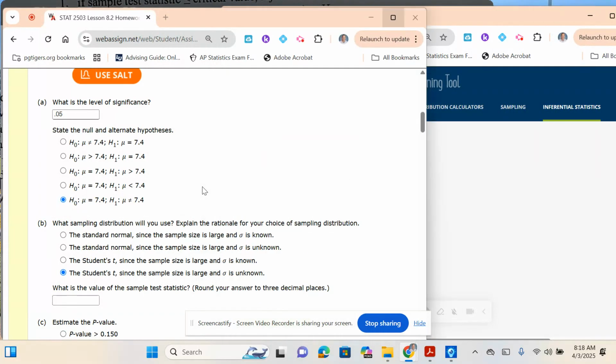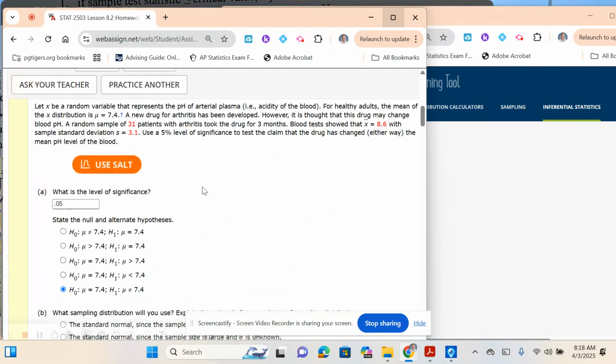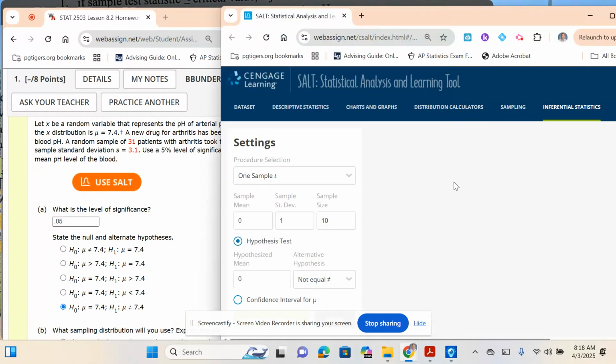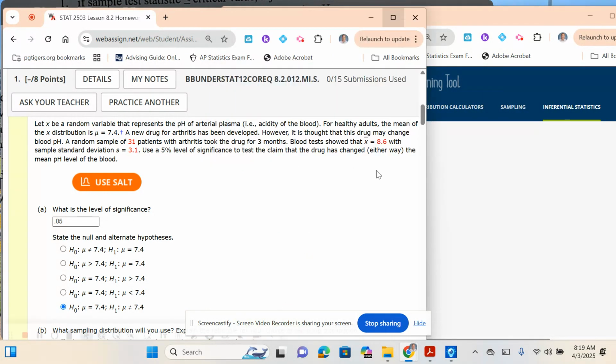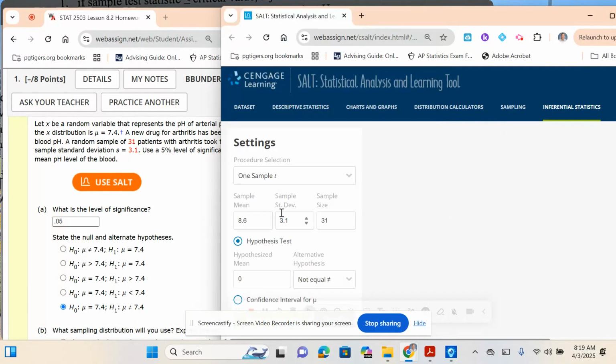The sample mean, let's go back up here and figure that out. The sample mean is 8.6. The sample standard deviation is 3.1. And then a sample of 31 patients, so 31 goes here. Sample mean, I'm sorry, I moved this. 8.6 is your sample mean. Sample standard deviation, 3.1. Sample size, 31.